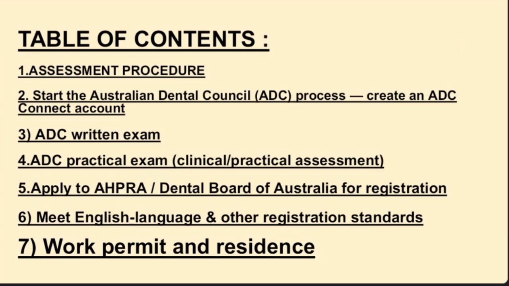Table of contents. Let's talk about what we are going to discuss in this video. Number 1, the assessment procedure. Number 2, start the Australian Dental Council process. Number 3, the ADC written exam. Number 4, the ADC practical exam. Number 5, Dental Board of Australia for registration. We're going to talk about the procedure. Number 6, meet the English language requirements and the registration standards. And lastly, work permit and residence.